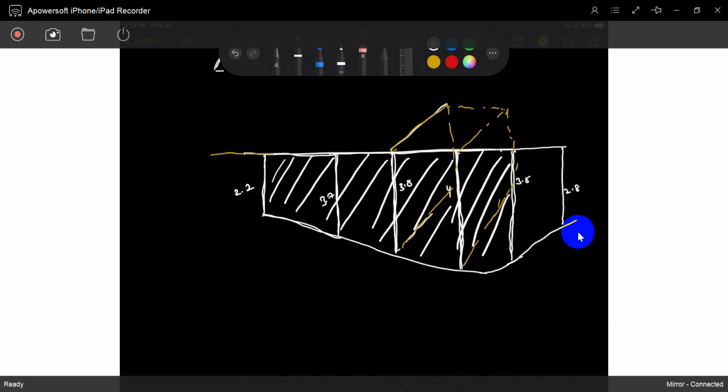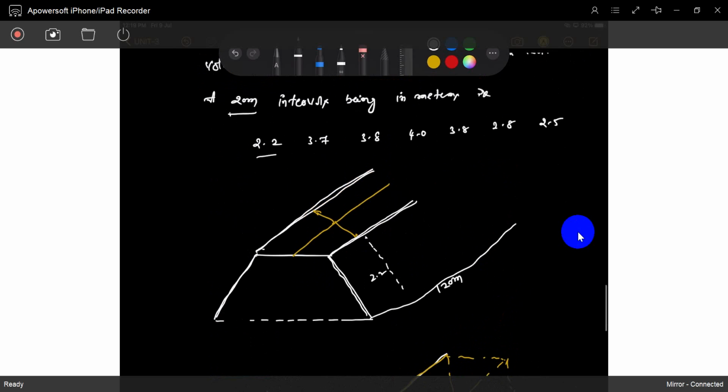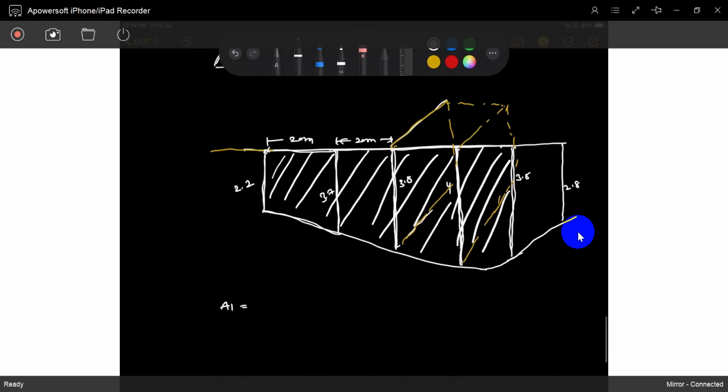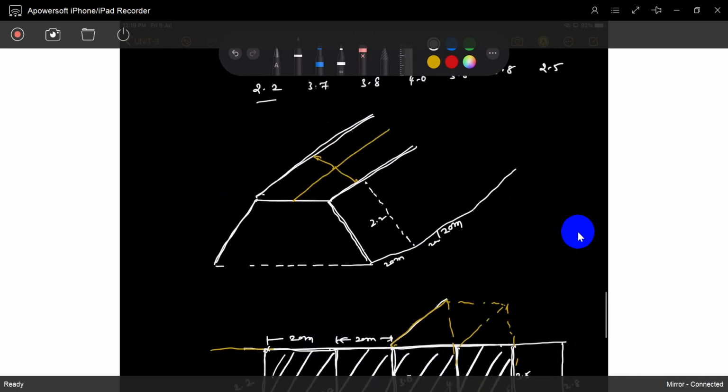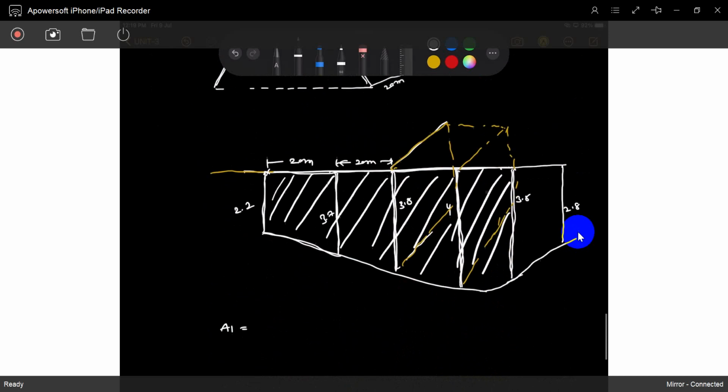First you have to find the areas at each cross section. He said the interval is 20 meters, then the next 20 meters, and the next 20 meters. So you have to find the area of each cross section. He also gave the slope: 1.5 to 1 vertical. So n is 1.5.